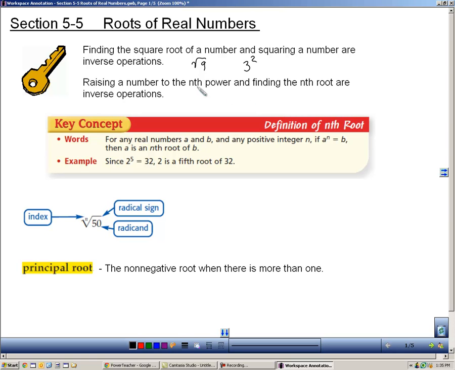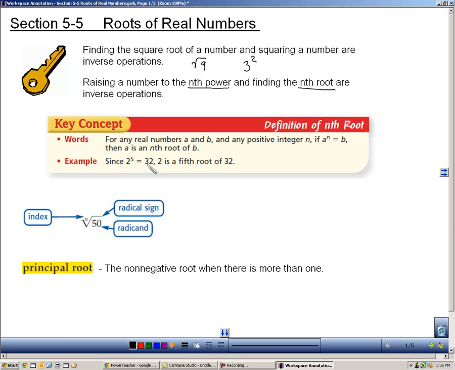But now we're going to add to the mix the nth power and the nth root. There's more than just a square root, there's a cubed root and a fourth root and so on. You can use other numbers other than just a square root. So here's the definition of having something going to the nth power or the nth root in this case. And it's best if you just look at the example.